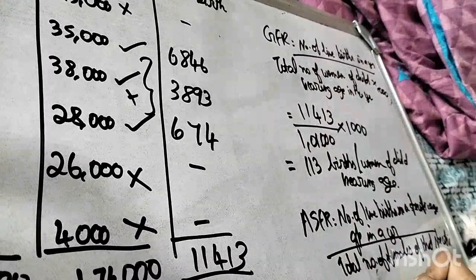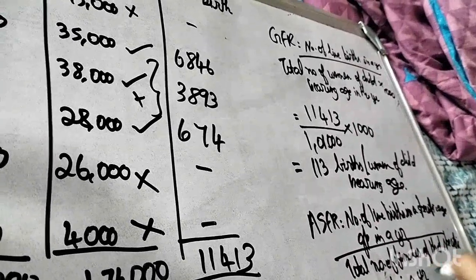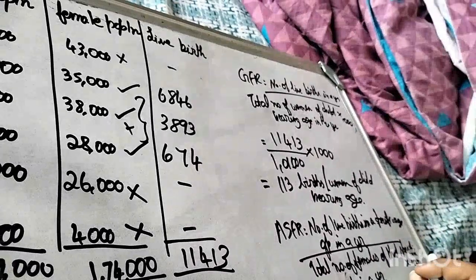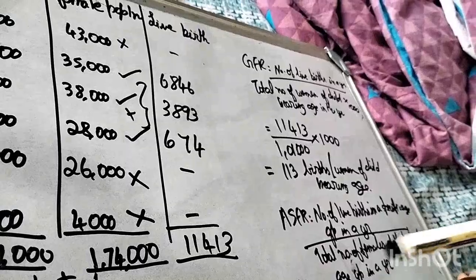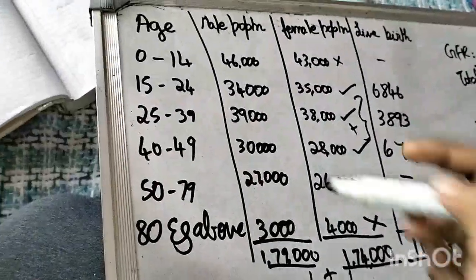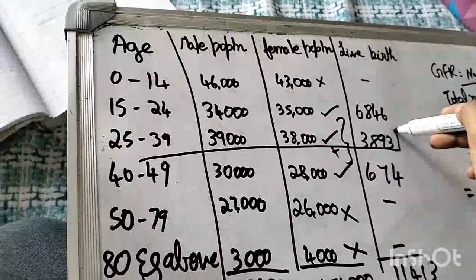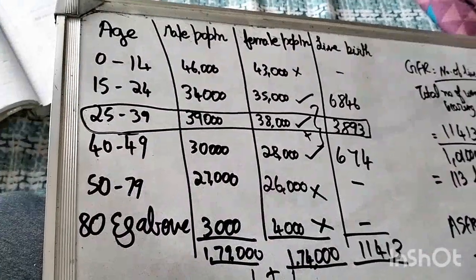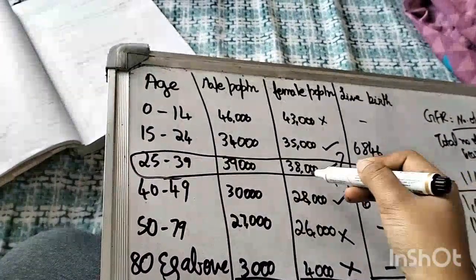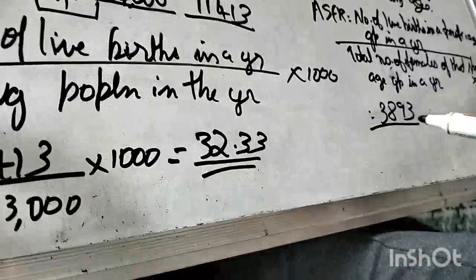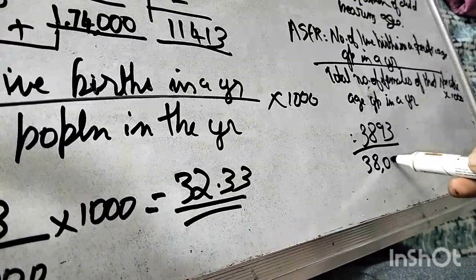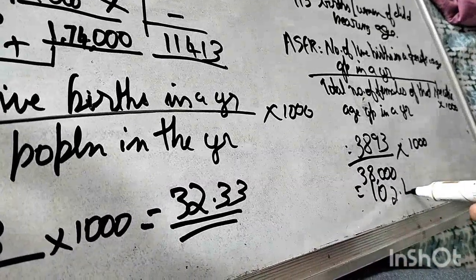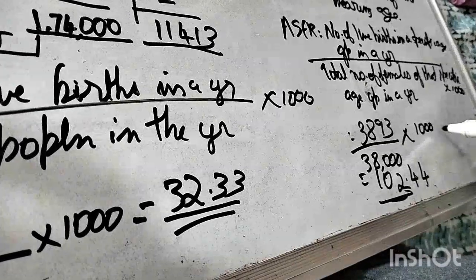That specific age group in a year into 1,000. So total number of live births in a specific age group in a year. They have asked in the question ASFR for the age group 25 to 39. So 25 to 39 is this. Live births in that is 3,893 divided by total number of females, that's 38,000, into 1,000. So that's going to be 102.44.